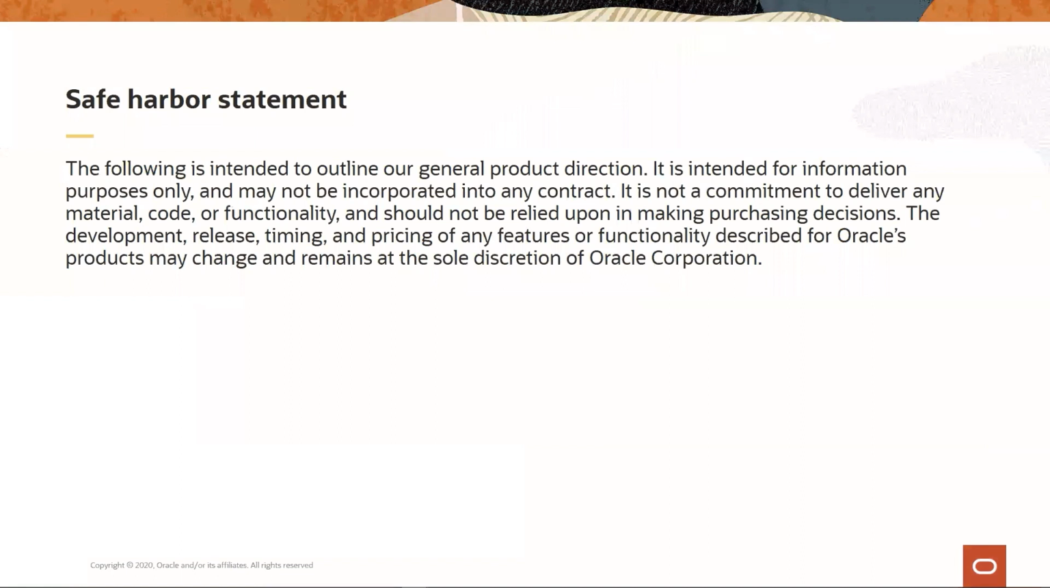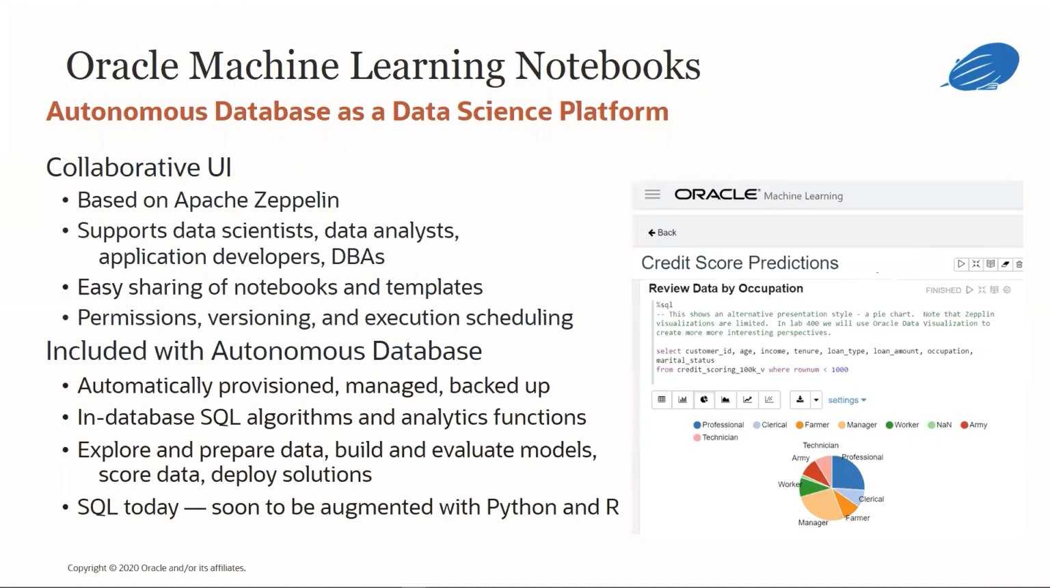Since we're talking about machine learning notebooks, just to get everybody on the same page if you're not familiar with them, our notebooks are a collaborative user interface based on Apache Zeppelin. It's intended to support a wide range of users: data scientists, data analysts, application developers, and DBAs. We're going to build on this theme throughout the session today. It's really taking Autonomous Database and making it not just a data platform, but a data science platform as well, where users can easily share notebooks and templates, have permissions, versioning, and execution scheduling in the form of jobs. And this is all included with Autonomous Database.